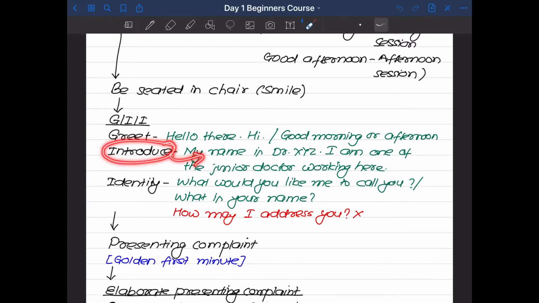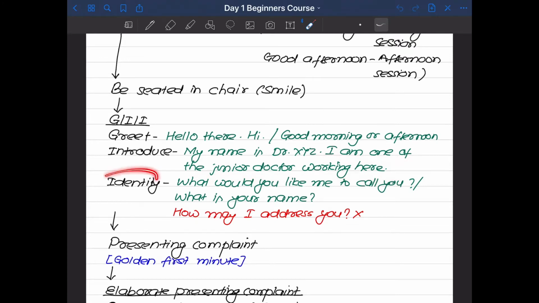My name is Dr. XYZ. I'm one of the junior doctors working here. Some prefer saying I'm one of the junior doctors working in this department, and some prefer saying I'm one of the junior doctors working in the A&E. Whichever your setting is, you have to verbalize it correctly. But if you forget that you are in A&E while introducing yourself, you can safely say I'm one of the junior doctors working here or working in this department.